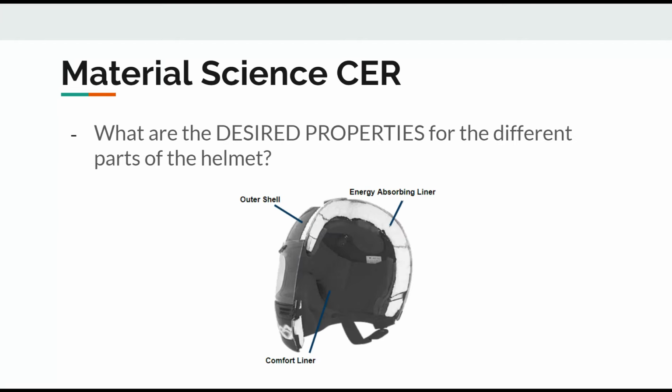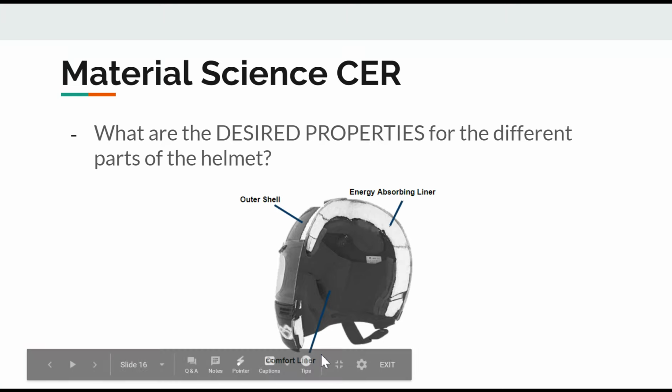So first thing I need you to think about is what are the desired properties for each of the parts of the helmet? What does the outer shell need to do? What does the energy absorbing liner need to do? And what does the comfort layer need to do?